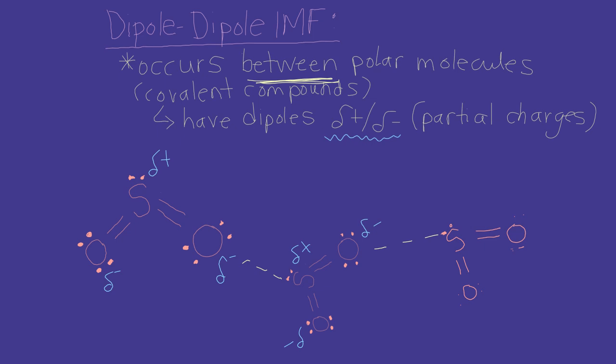And so these are going to exhibit that same attraction. And this is what is going to happen throughout the entire substance. And we would obviously have millions of these. We're representing it here with just 3 of them. And those dashed lines are representing your dipole-dipole. So these dashed lines are your dipole-dipole interaction.